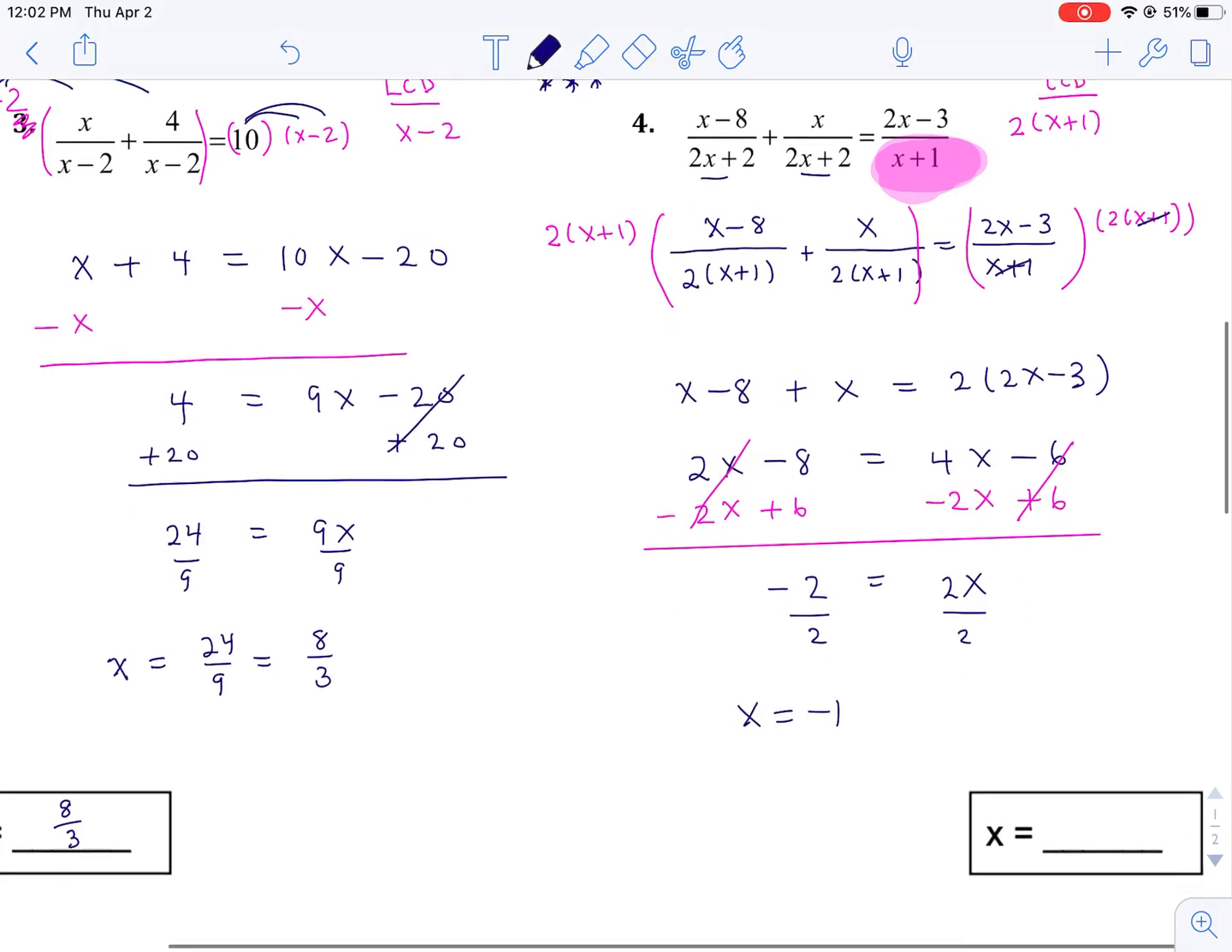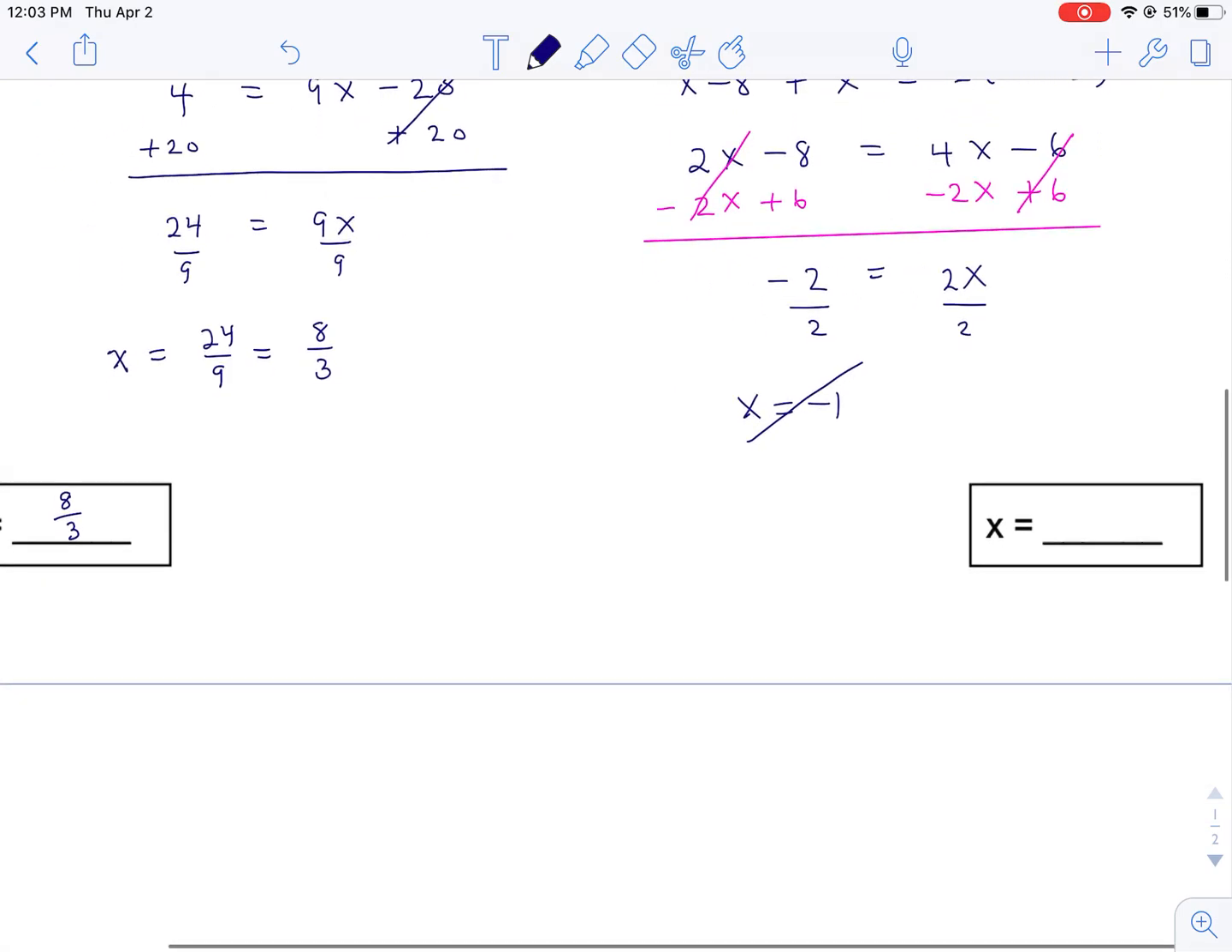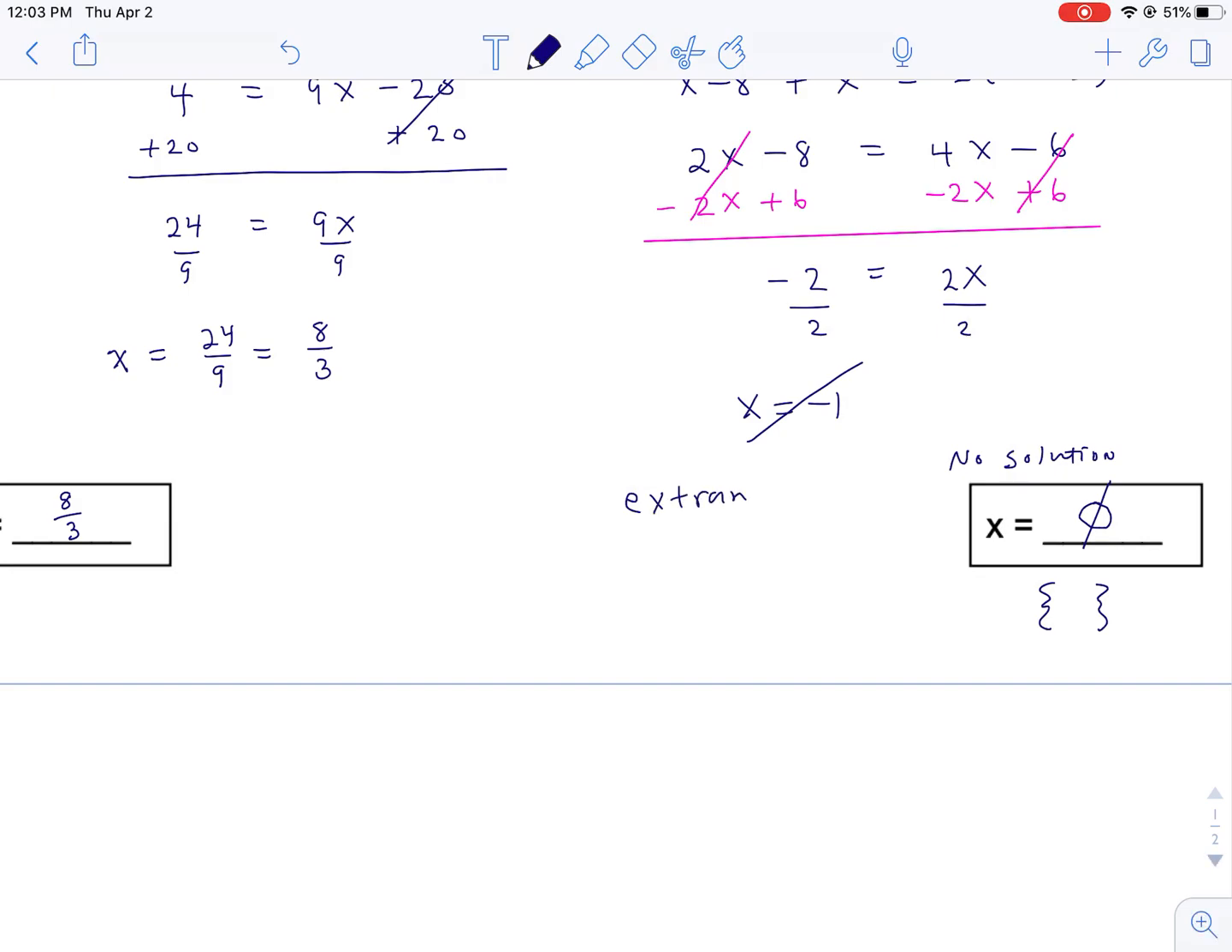So guess what we got here? After all that work, negative 1 doesn't work, right? We end up with no solution. So you could state that as the empty set. Some people write this. You could write the words no solution. I think we'll take whatever you have. By the way, this is called an extraneous solution.